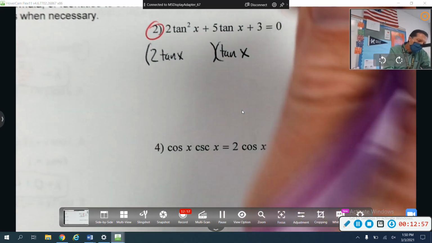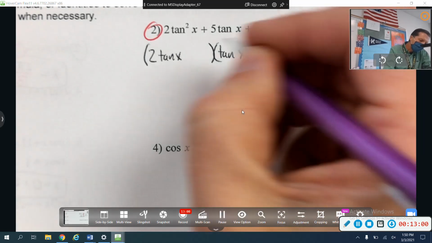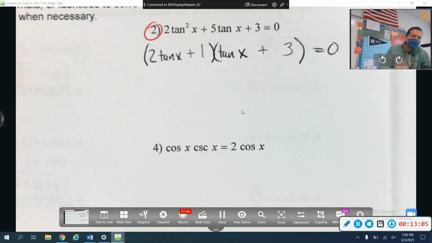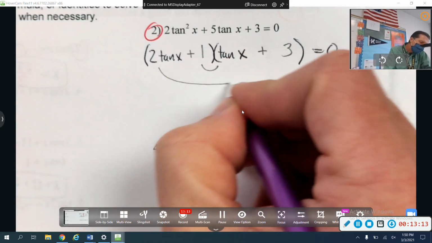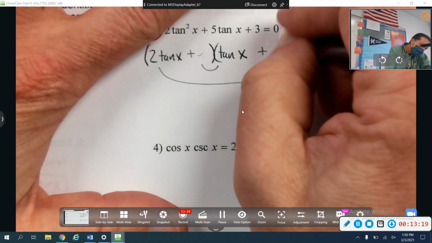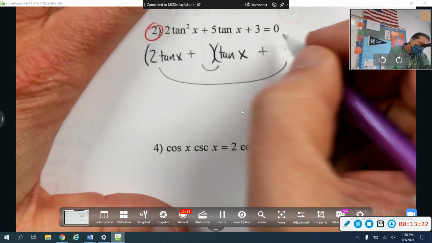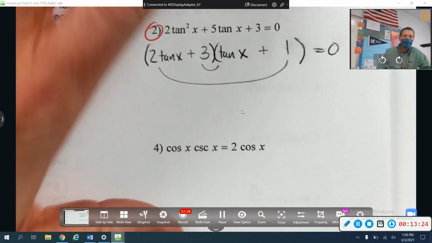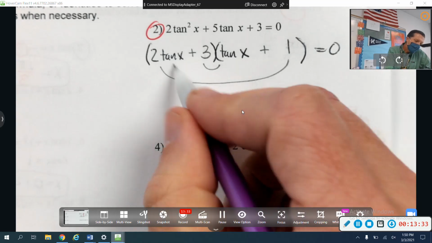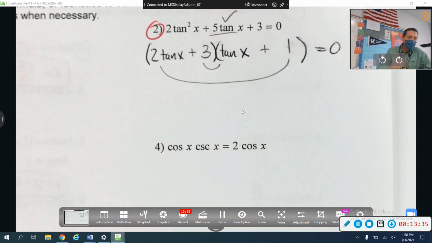The only way to get 3 is 3 and 1, so let's just guess 3 and 1 and see what happens. Everybody's positive, so I know I'm going to be positive. Is that the right answer? No. Dang it, it is not, because that would be 6 tangent plus 1 tangent, so that's not it. So let's switch the 3 and the 1. Put a 1 over here and a 3 over here. Is that the right answer? It better be, because there's no other things to try. 2 of them plus 3 of them is 5 of them. So we got the middle term right.